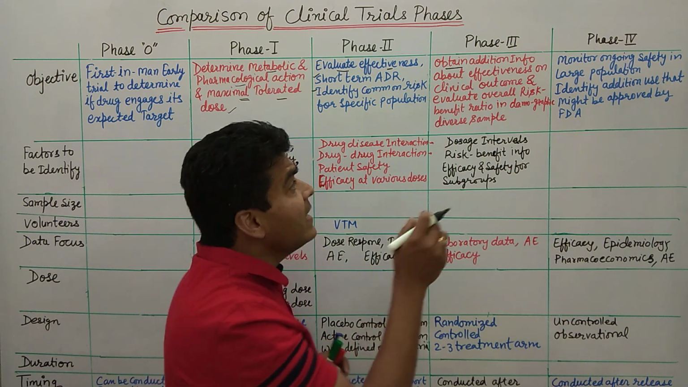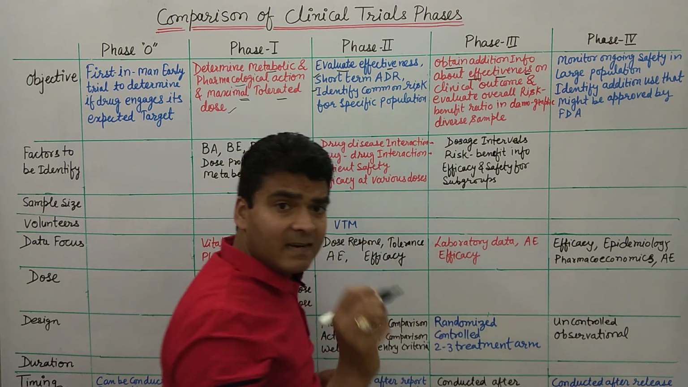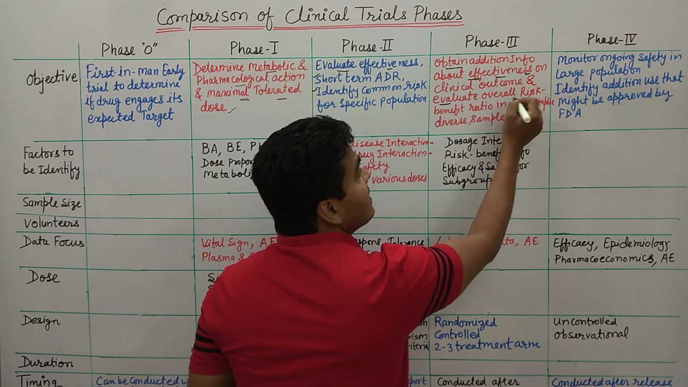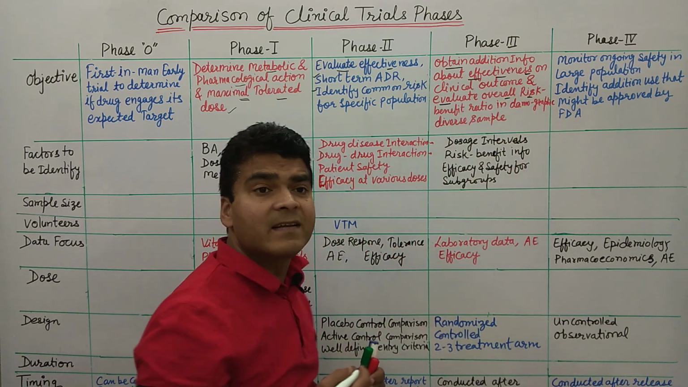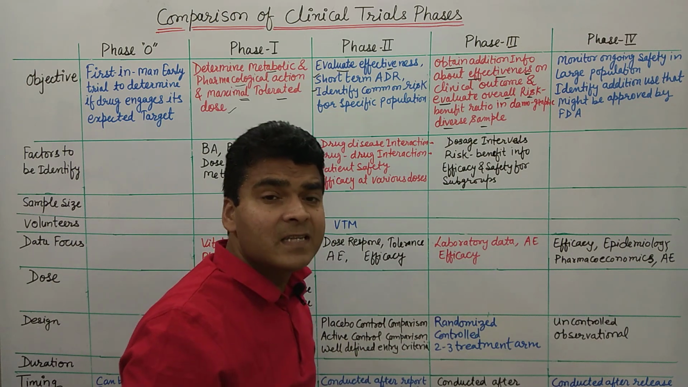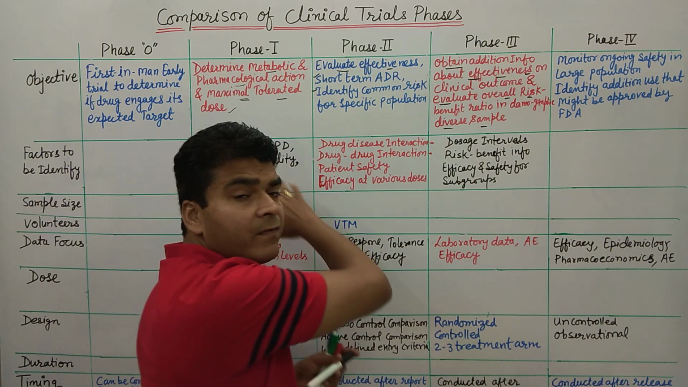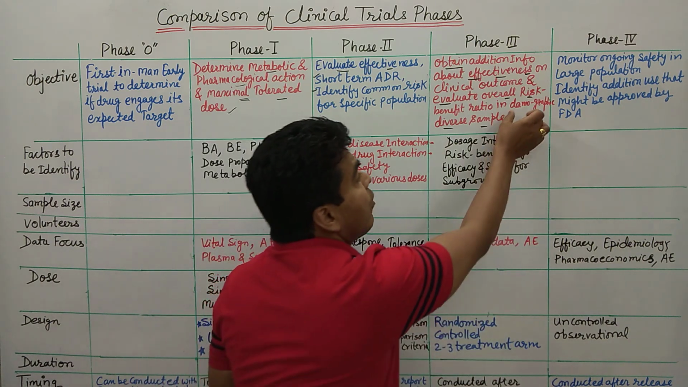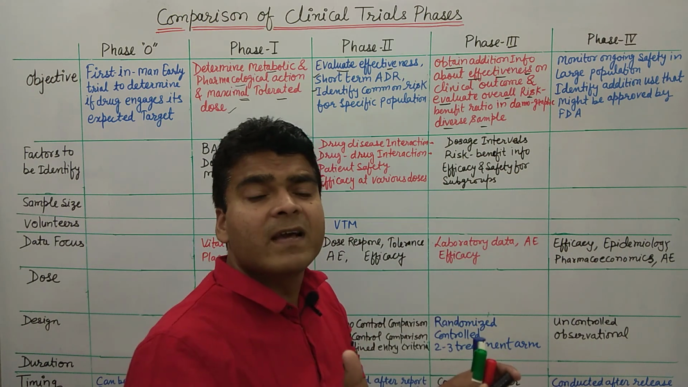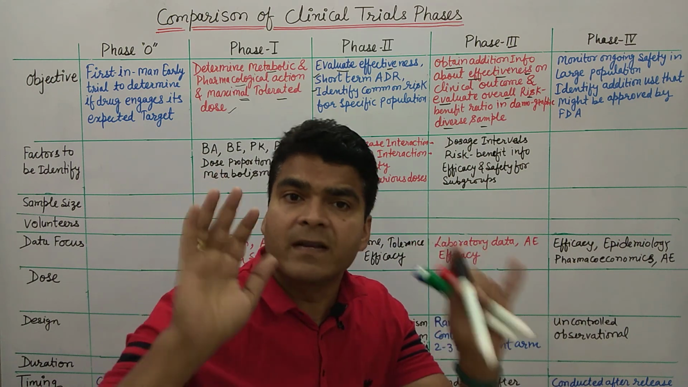So we identify and try to get the effectiveness of that drug in phase 3, as well as evaluate the overall risk benefit ratio in a demographically diverse sample. Phase 3 trials are bigger compared to phase 2 and phase 1, that's why we have a lot of demographically diverse samples. In that sample, we try to identify the risk benefit ratio.